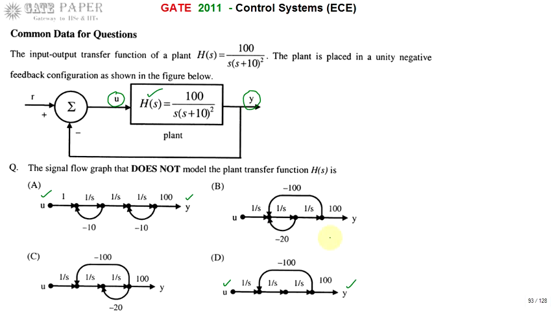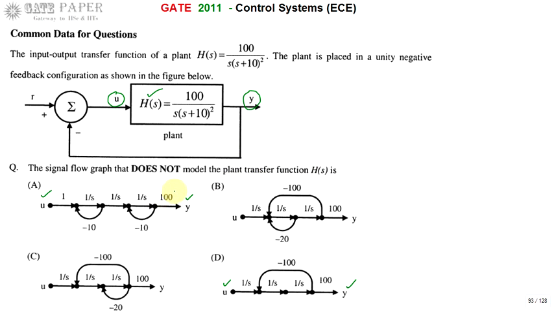Out of these 4, 3 will represent H(s) and 1 will not represent H(s). That one we need to find out. That will be the answer. Generally we can obtain it in a reverse manner. Instead of drawing this into a signal flow graph, we will go for the reverse process.